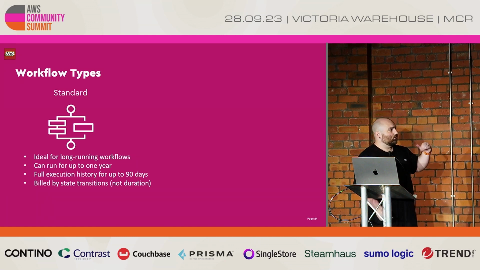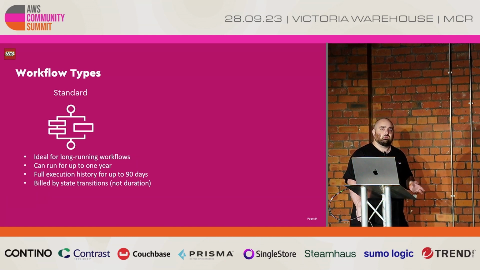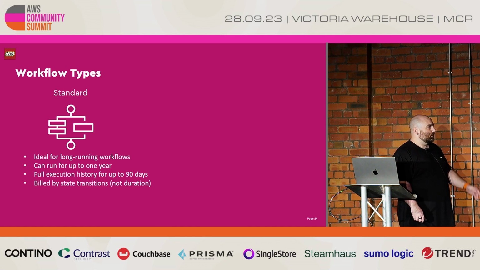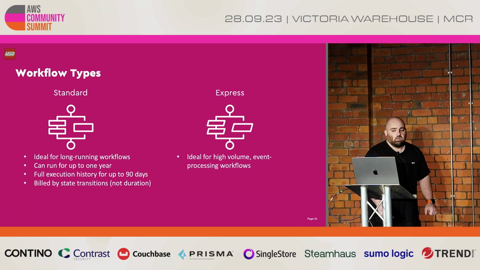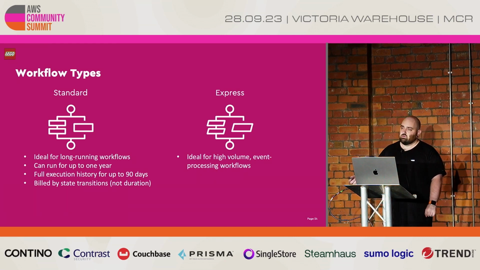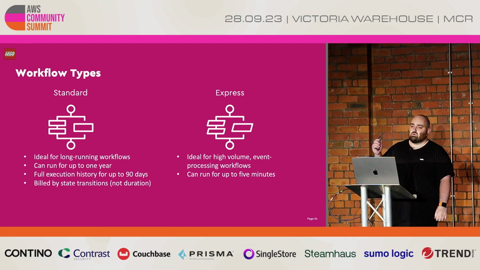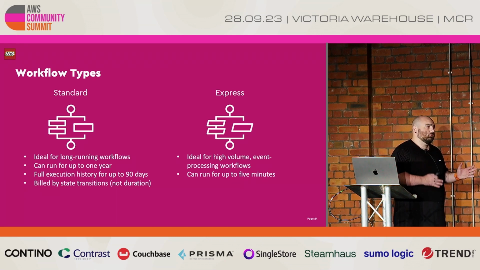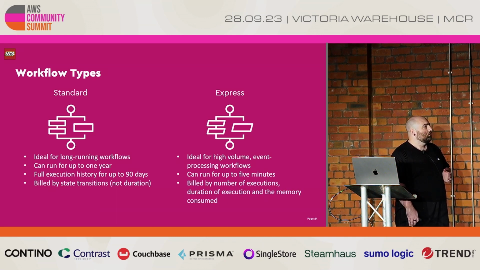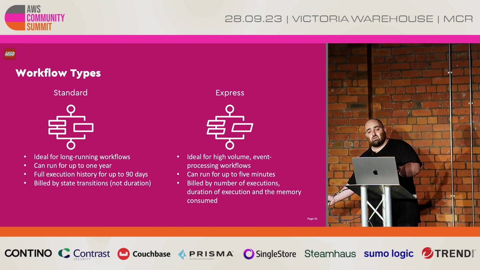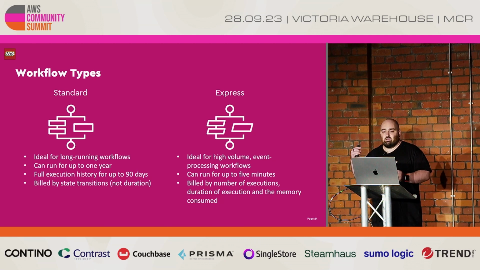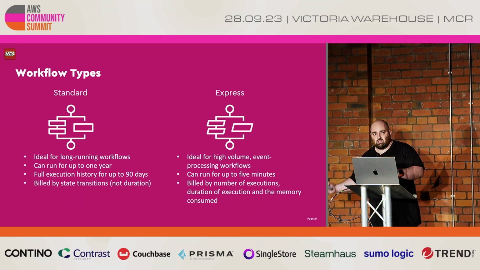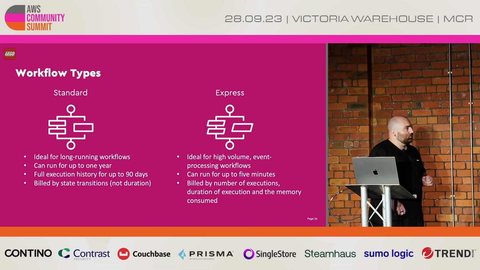So you can have that long-running workflow and not have to worry about it costing you an arm and a leg because it might be running for up to a year. And then on the other side, you've got the express workflow, which is ideal for high-volume event processing workflows. This one is more geared towards your shorter execution times, so it can only run for up to 5 minutes. That's billed by number of executions, duration of execution, and the memory consumed. So that's more in line with some other AWS services.